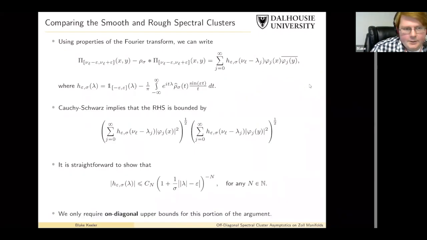And in order to obtain the correct bounds on this difference, we only need on-diagonal upper bounds for the spectral clusters, because I've used Cauchy-Schwartz to write this in terms of two quantities, one evaluated just at x, the other evaluated just at y. And it will turn out that that is good enough for this piece of the argument, because we just need an upper bound.